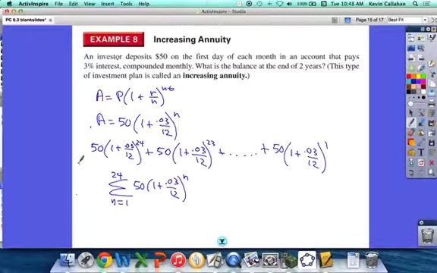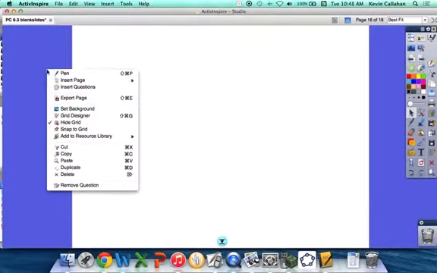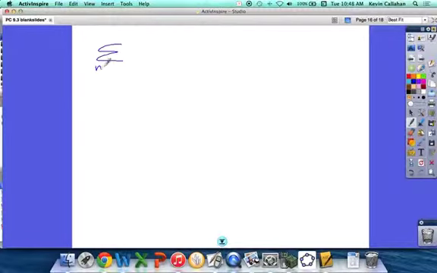Let me see if I can do this. I'm going to go to the next slide. The sum from n equals 1 to 24 of 50 times (1 plus 0.03 over 12) to the n. Okay, so if we're going to do the sum of a finite geometric, we're going to use this formula. S n equals A1 times (1 minus R to the n) over (1 minus R).